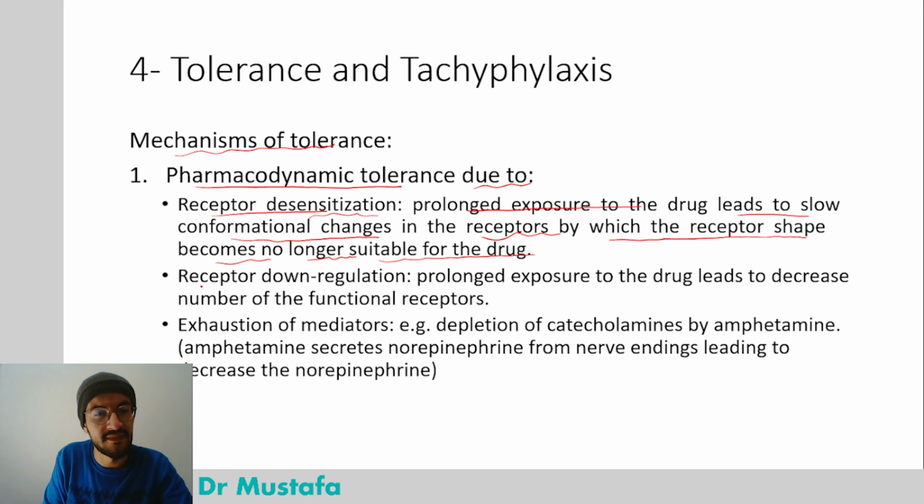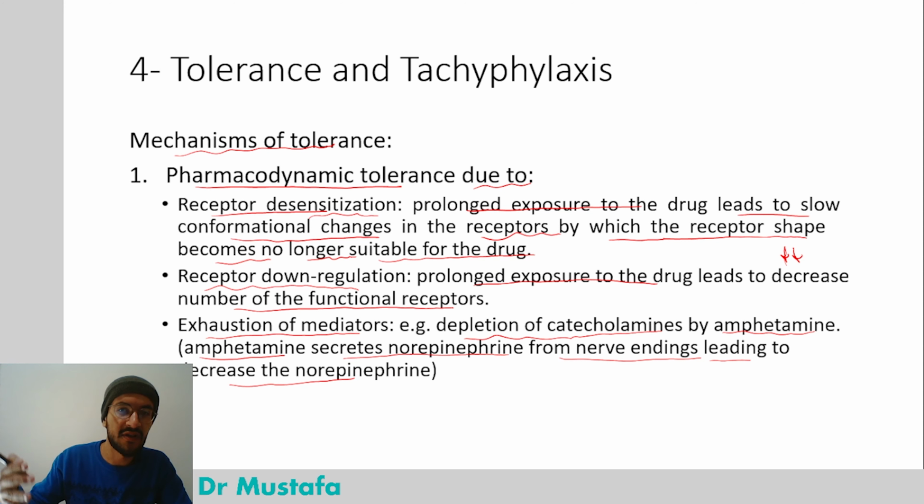That is receptor desensitization. The other pharmacodynamic mechanism is receptor downregulation. Prolonged exposure to the drug leads to a decrease in the number of functional receptors. The third one is exhaustion of mediators, such as depletion of the catecholamines. An example would be the depletion of catecholamines by amphetamine. Amphetamine releases the norepinephrine from the nerve endings, leading to decreased norepinephrine. Basically, amphetamine leads to exhaustion of mediators by releasing all the norepinephrine at once and leaving none for the next times. So in pharmacodynamic tolerance, we have three mechanisms: receptor desensitization, receptor downregulation, and exhaustion of mediators.